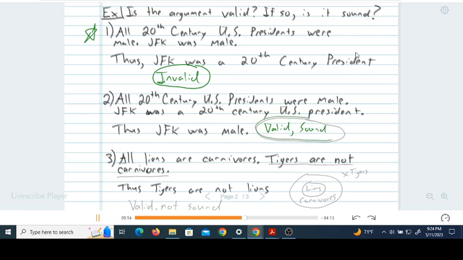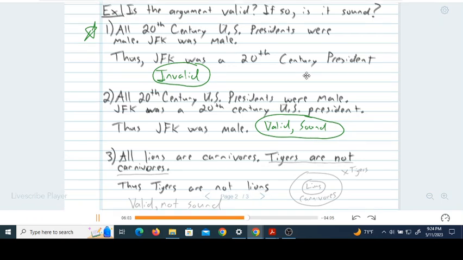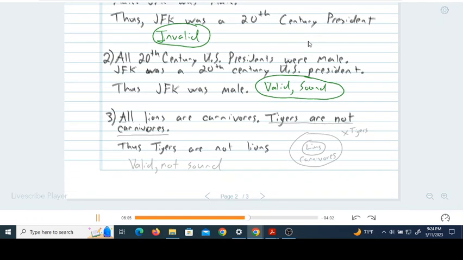You may have noticed I specified 20th century U.S. presidents. That's why. We know that in the 20th century, last century, all presidents were male. Alright, next one, all lions are carnivores. Tigers are not carnivores. Therefore, tigers are not lions.